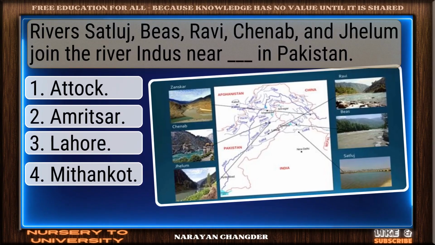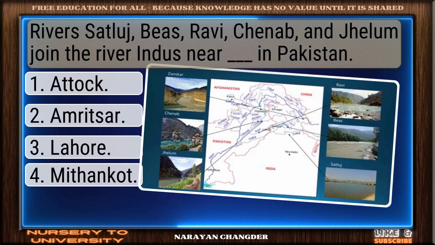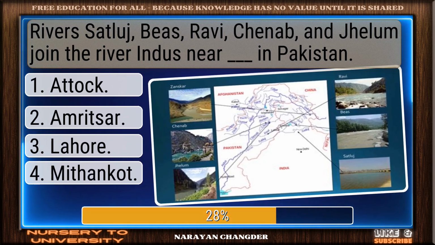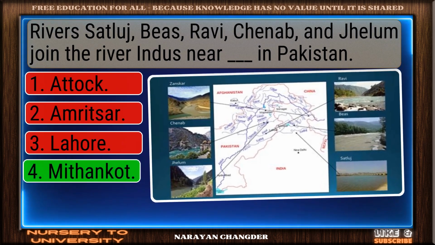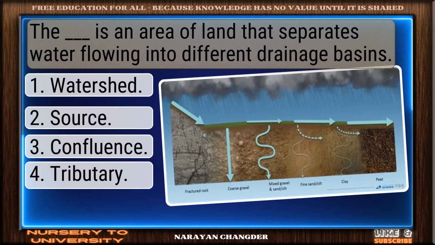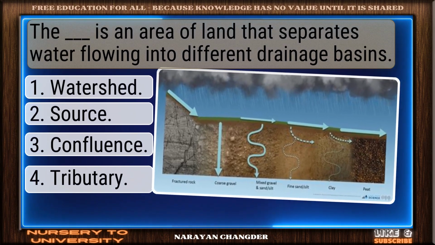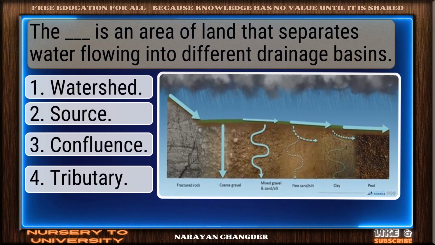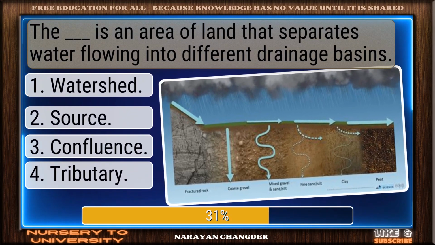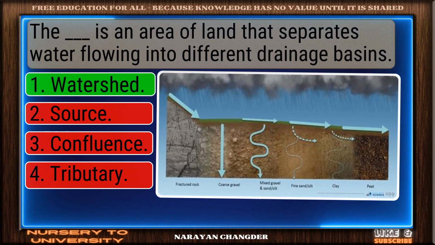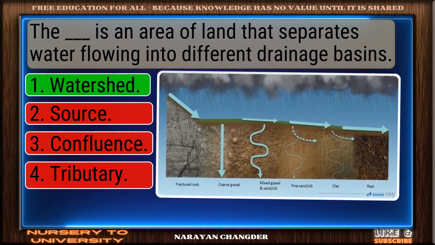Question number 39. Rivers Satluj, Beas, Ravi, Chenab, and Jhelum join the river Indus near dash in Pakistan. Correct. Mithankot is the right answer. Question number 40. The dash is an area of land that separates water flowing into different drainage basins. Good thinking. Watershed is the right answer.